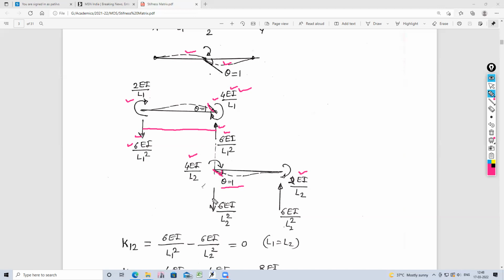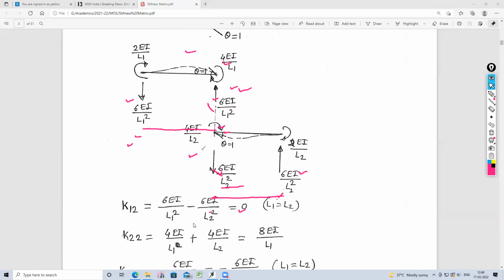Now this moment will produce an anti-clockwise or resistive couple. So this will be downward and this will be upward. And what is the value? M by L. So 4 plus 2, it is 6 EI upon L2 square. This will be the force at this point and this will be the force at the end. These are the internal forces in part 2.